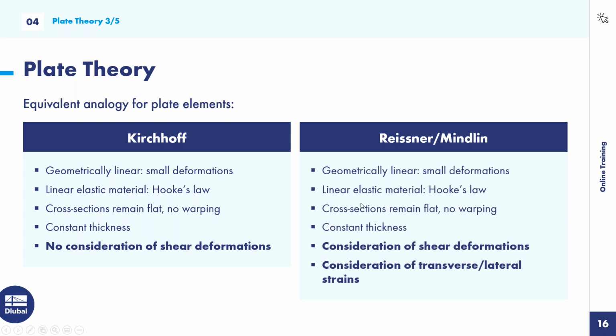Then for the Reissner-Mindlin theory, we're assuming basically the same aspects as the Kirchhoff theory, but most importantly, we're taking into consideration shear deformations, and then we're also taking into consideration transverse and lateral strains. So these two assumptions are the same as Bernoulli's. For Bernoulli's, we weren't taking into consideration shear deformations, whereas for the Reissner-Mindlin theory, we are. Now, for taking into consideration transverse and lateral strains, you may be wondering what that looks like.